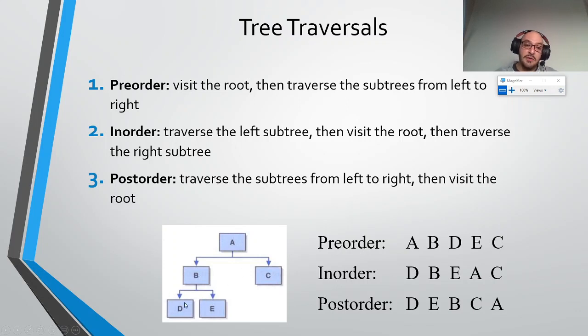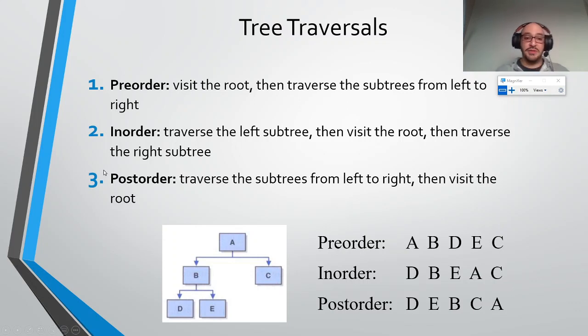Now I have visited all the left-hand side, so I can visit the root, which is B, and now I can go and visit the right-hand side, which is E, and that is E. Now that I have visited all the left-hand side of this subtree, I can go to the root, which is A, and now I can go to the right, which is C.